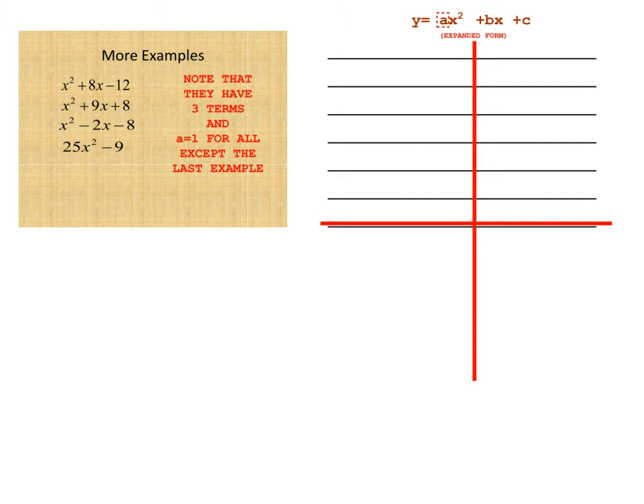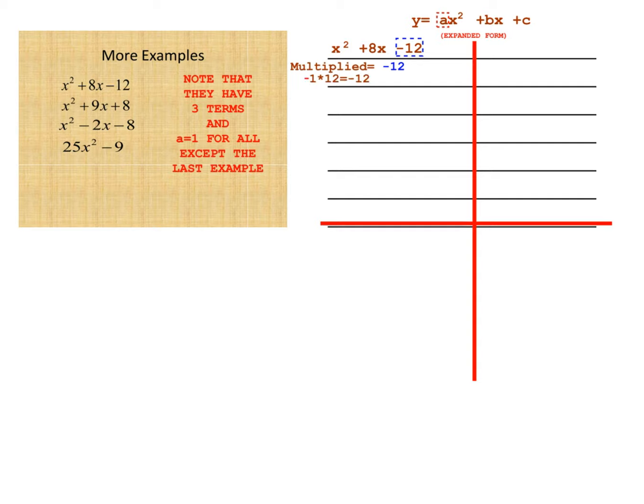So do realize we have this in expanded form, so we want to factor all the expressions. Let's go for the first one. So we have x squared plus 8x minus 12. And let's notice that we're looking first of all for the multiples that, when multiplied, give us negative 12.